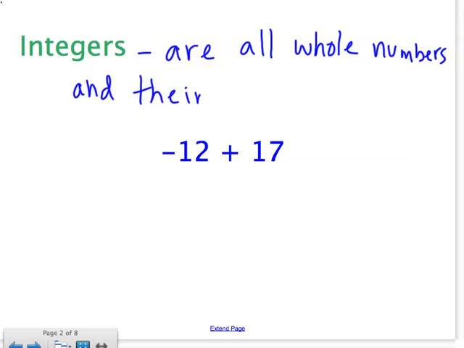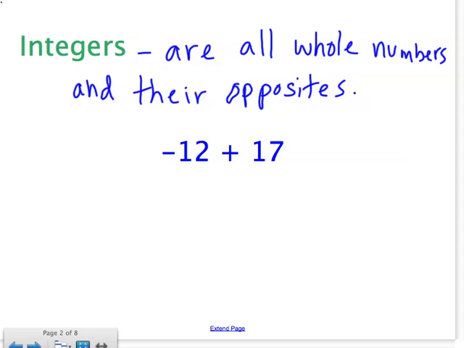So remember, their opposites are the negatives. The whole numbers are all positive: 1, 2, 3, etc. Their opposites are negative 1, negative 2, negative 3. So integers include both positive and negative numbers, where whole numbers are only positive numbers. Remember that both integers and whole numbers don't include fractions or decimals.